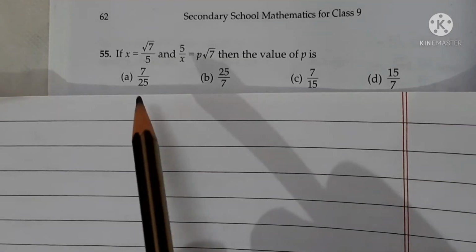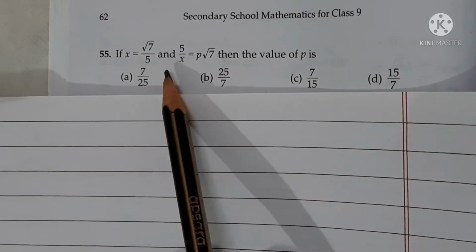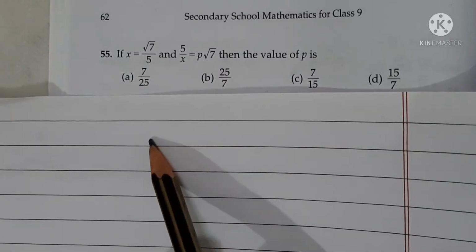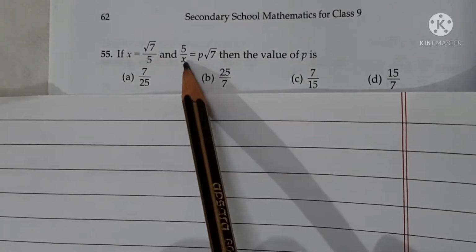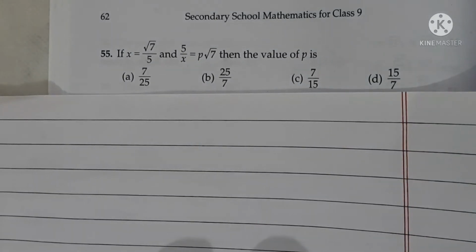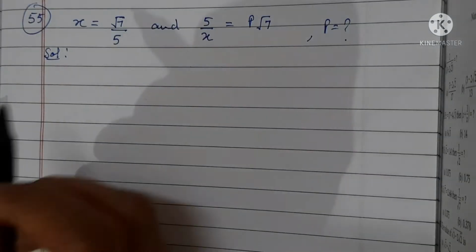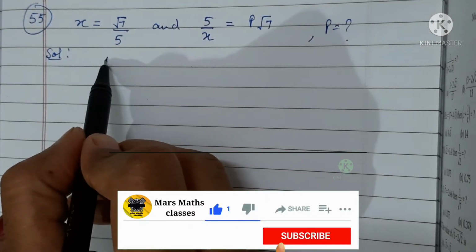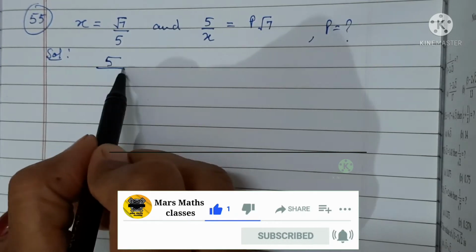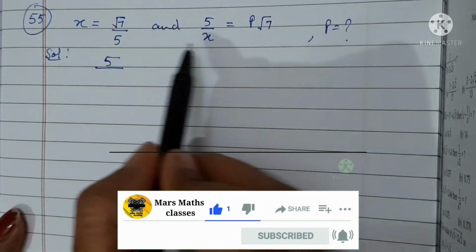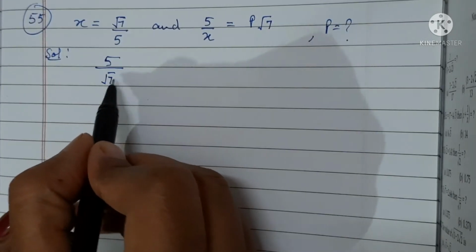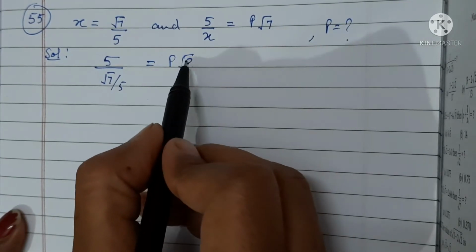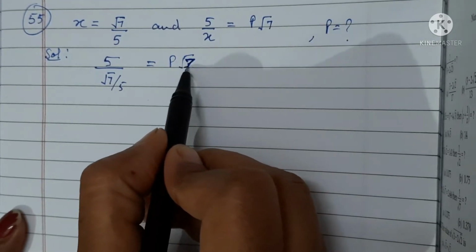Question number 55. If x is equal to root 7 upon 5 and 5 upon x is equal to p under root 7, then find the value of p. Substitute the value of x in the second expression, then you will get the value of p. Now substitute the value of x in the second equation. So you can write 5 upon under root 7 upon 5 is equal to p under root 7.